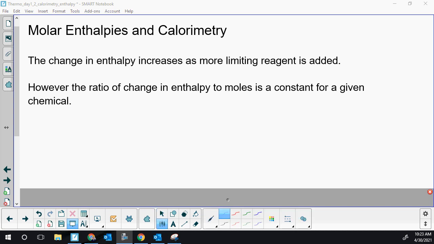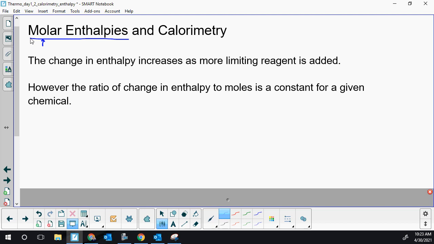So this lesson is going to be on molar enthalpy and calorimetry. We're not going to be just talking about enthalpy changes. We added this word molar. So what is the enthalpy change per mole of chemical that reacts? Now we're going to have the same starting point to get to molar enthalpy as we do enthalpy. Calorimetry is the heart of both.